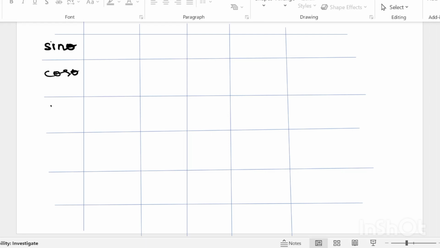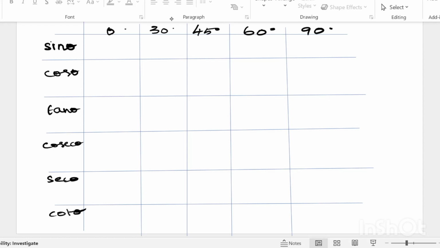So sine theta, cos theta, tan theta, cosecant theta, secant theta, and one more, cot theta. Now we are going to see the values for 0 degree, 30 degree, 45 degree, 60 degree, and 90 degree. Okay, so what is sine 0? Any guesses? Sine 0 is 0.